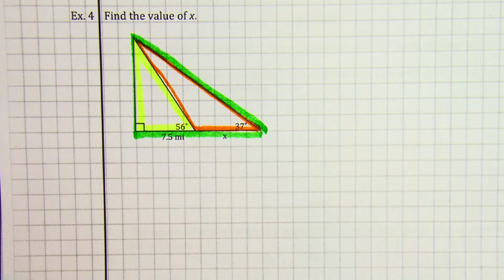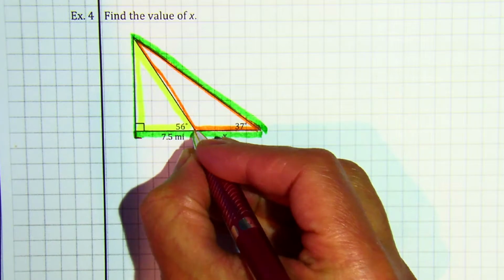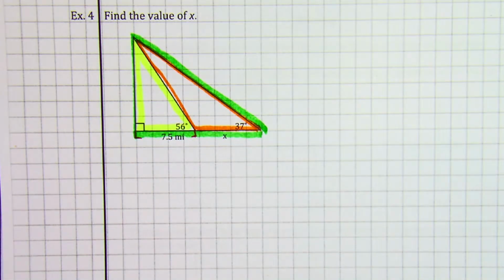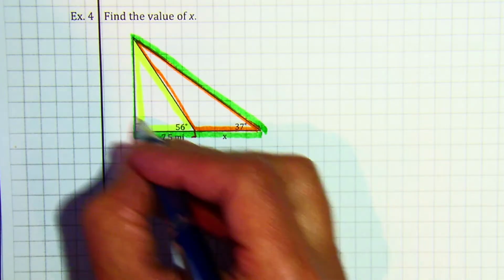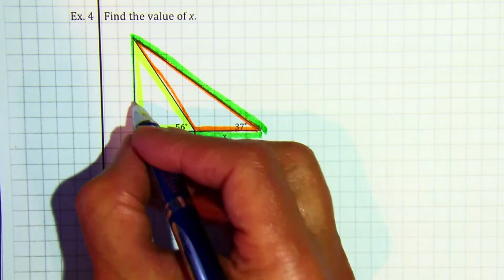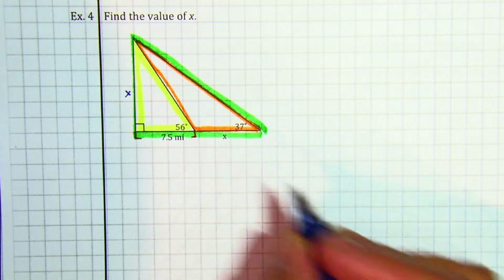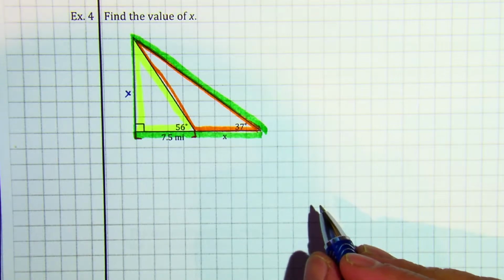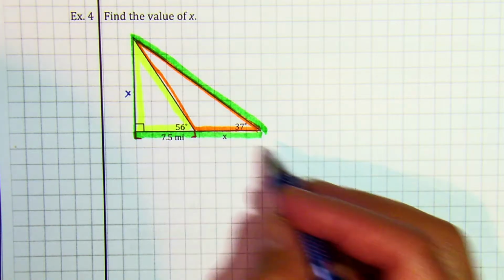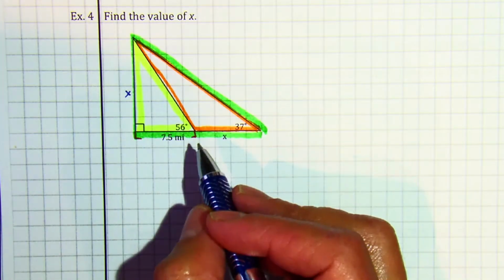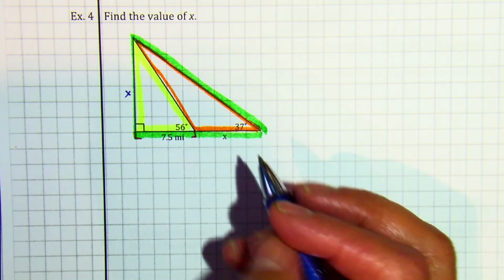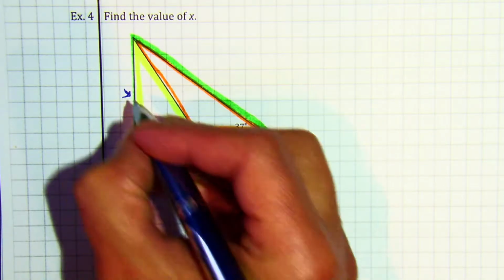So what should I do? 7.5 is from here to here. Only the base of the yellow triangle. So correct. So we're going to find first the height, which is x. Once I find the height, then I can go and find the base of the larger triangle, and then I can find x. So let's call this y.